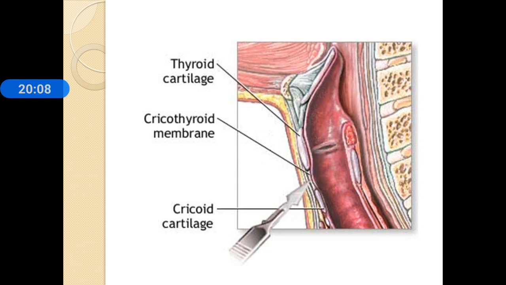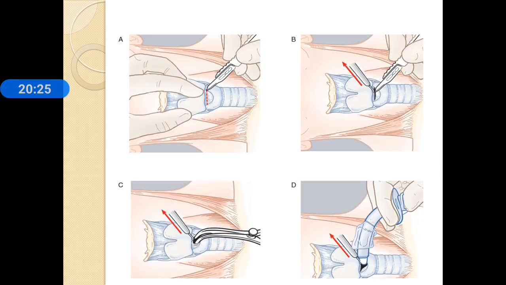So this is how it looks. You can directly make a small cut through the cricothyroid membrane and twist it a bit so that you can allow the entry for the tube. So you can see it here. This incision over here is the cricothyroid membrane. You make a small space and you insert the tube.